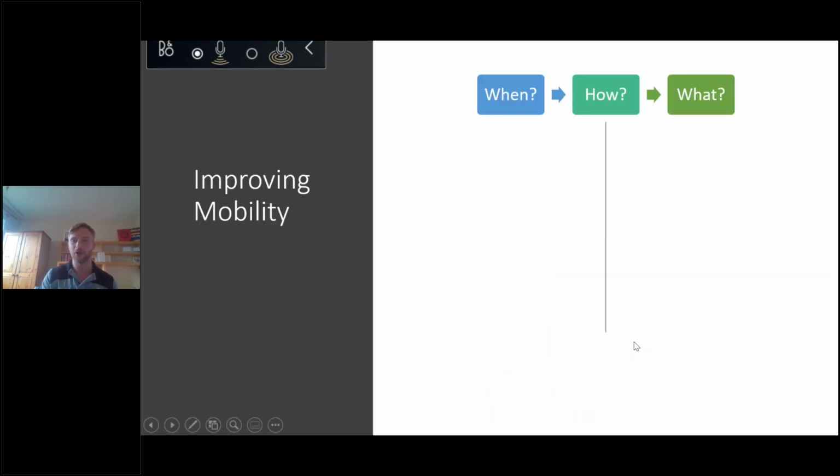So in terms of actually improving mobility, as I go through these three pillars of physical preparation, I'm going to go through this process of talking about when it's appropriate to work on this aspect, how you'd actually effectively do that, and then some examples of what exercises might be appropriate. So for improving mobility, when is this appropriate? In the warm-up, for sure.